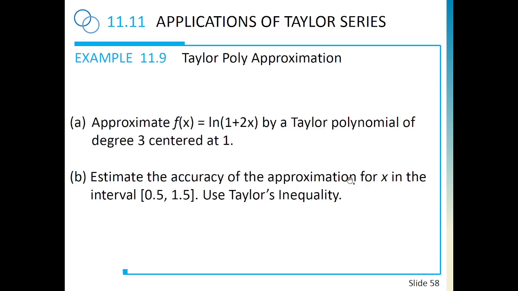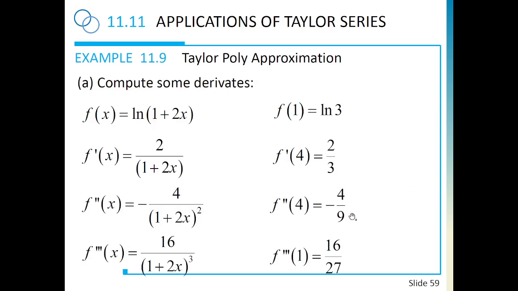A similar question, but for the function ln(1 + 2x), we need a Taylor polynomial of degree 3 and it needs to be centered at 1. So we'll compute some derivatives. Since the degree of the polynomial is 3, we definitely need 3 derivatives, and we need the 4th derivative to estimate the error. The second part of the question is to estimate the accuracy for x in the interval [0.5, 1.5], and for that we will use Taylor's inequality as usual.